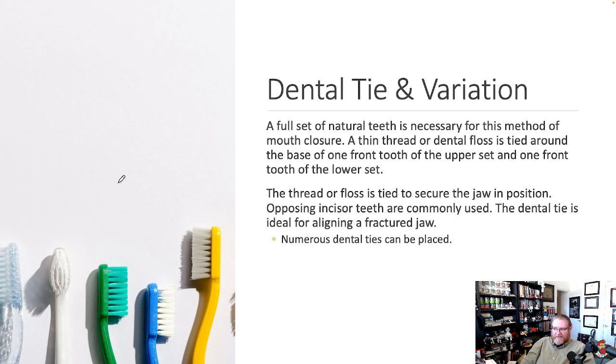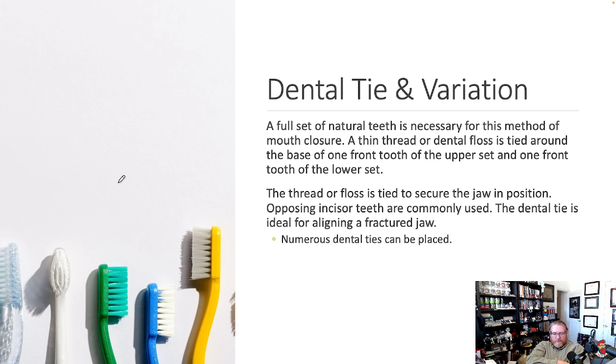Now, there is another one called a dental tie. This is a pretty cool suture. This can work very, very well. Problem is you have to have natural teeth for this. Now, it says a full set of natural teeth. I've seen people do a dental tie variation just with a couple of teeth. But you need one on the top, you need one on the bottom, ideally. Otherwise, you need at least one on the bottom.